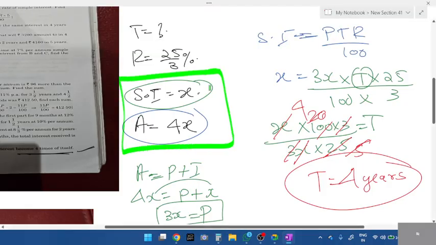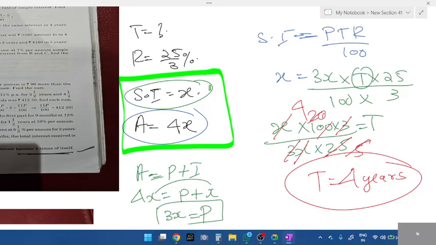Simple interest is x, amount is 4x. In the previous question, principal was x, amount was 2x. Two important questions. Just go through this. That's it. Any doubts in this? Do you have any doubts? No. Check the answer, students. That's it. We are done.